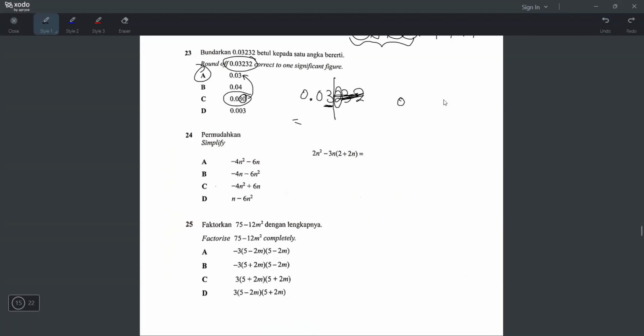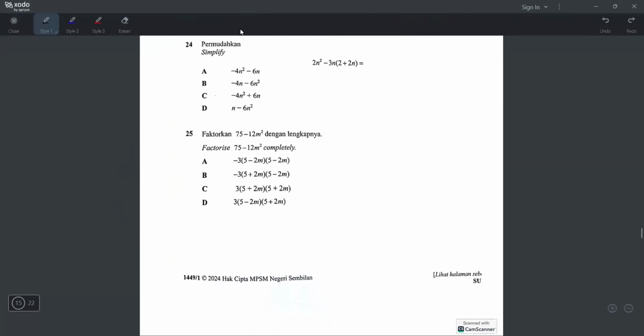Okay, so yeah, you need to know that. So I explain one more time. Zero in front, don't count it as significant figure. The zero at the back, you will only count it when there is a decimal. If there's no decimal, then don't count the zero at the back. Okay, hope you understand.